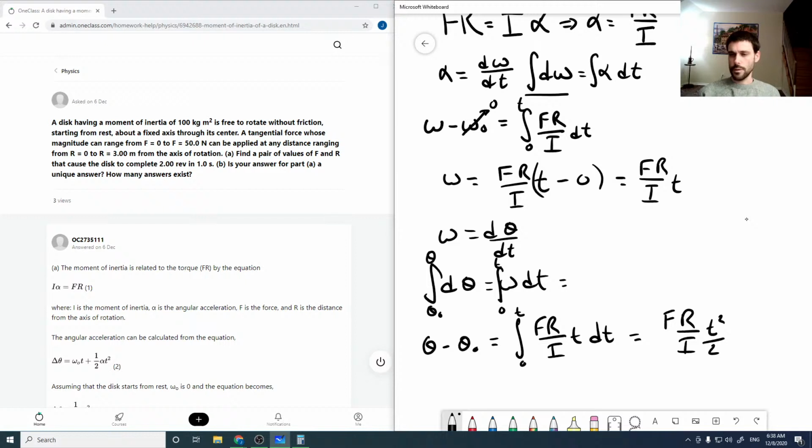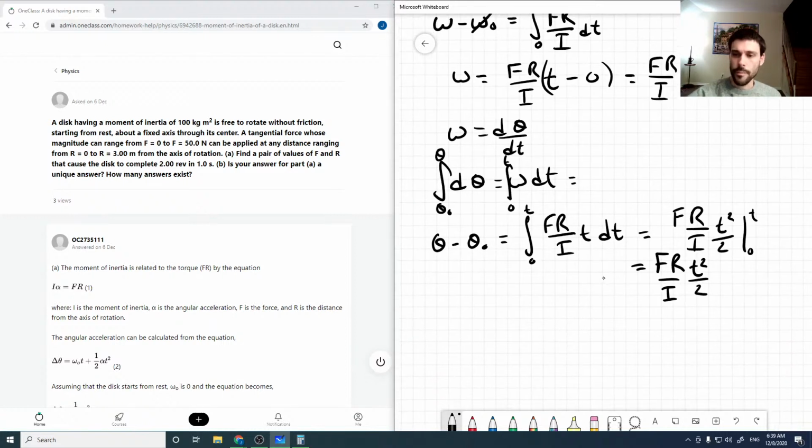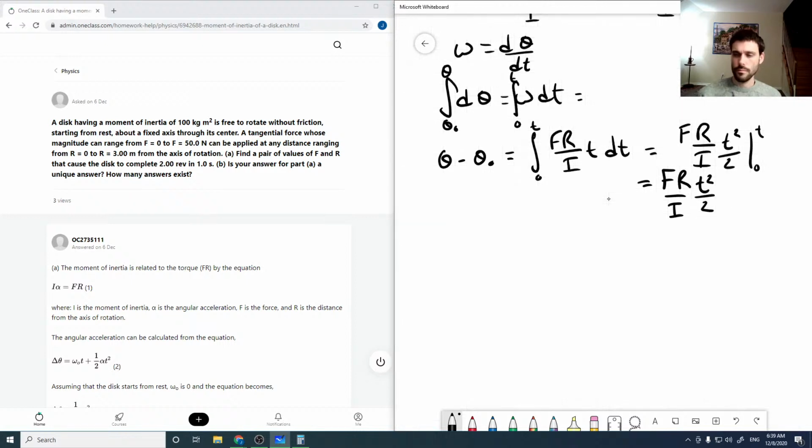And this is going to go from 0 to t. But of course, when t is equal to 0, this whole thing goes to 0. So then this is just Fr over I t squared over 2. And now we have our delta theta. So our delta theta is equal to Fr over I t squared over 2.